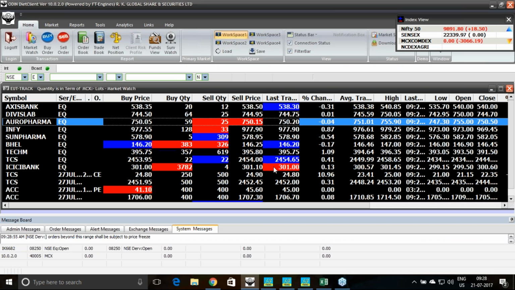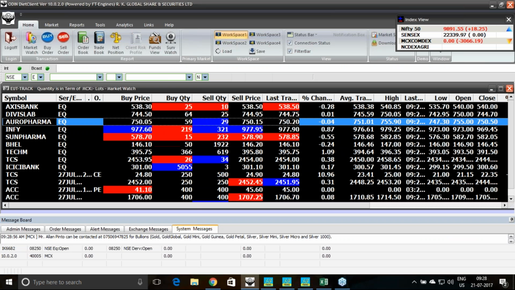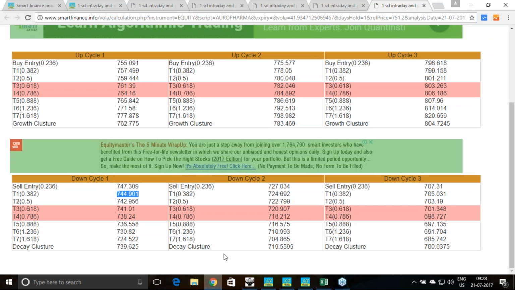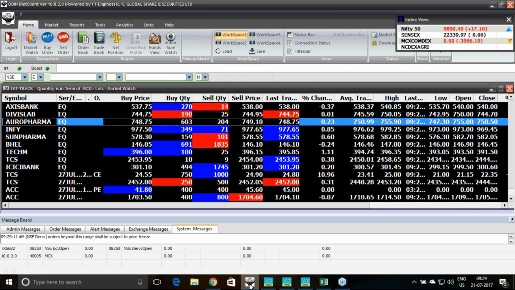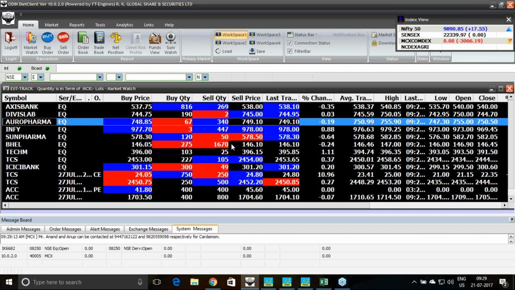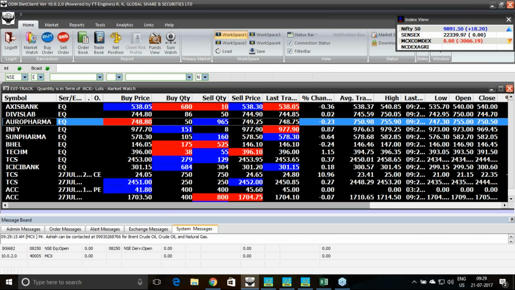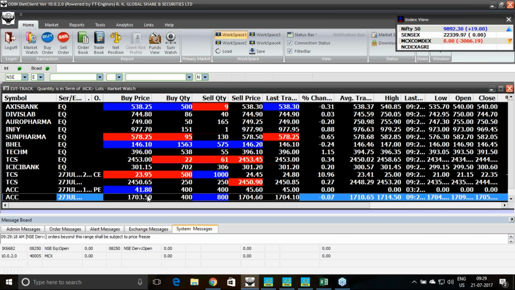If it falls below the 745 level, we can think of selling. In the same way, I will suggest you wait for the 757.5 level for the uptrend crossover so that you can buy. Currently it is at the 750 level. In Aurobindo Pharma equity, we are not initiating any trade. So this is for Aurobindo Pharma.